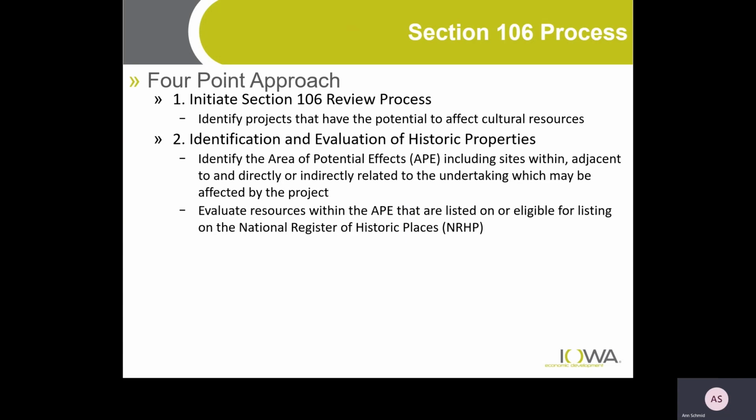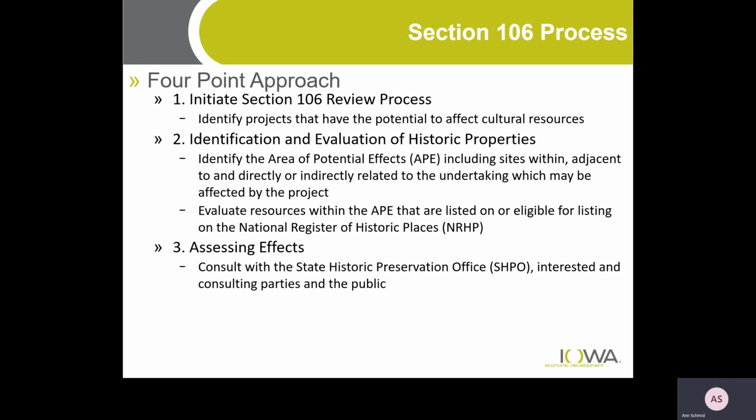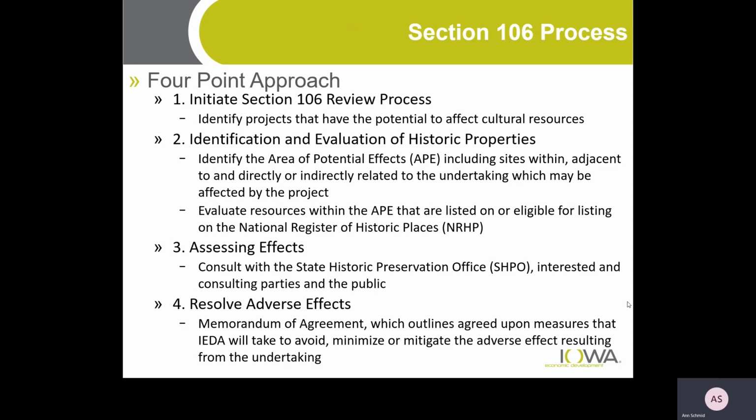The second, and really the largest component of the Section 106 process, is the identification and evaluation of historic properties. You must do this by identifying an area of potential effects, including sites within, adjacent to, or directly or indirectly related to the undertaking that could be affected by your project, and then evaluating resources within that area to see if they are either currently listed on or eligible for listing on the National Register of Historic Places. The third step is to assess those effects, to consult with the State Historic Preservation Office and all interested parties on how your project could affect those resources that you've identified.